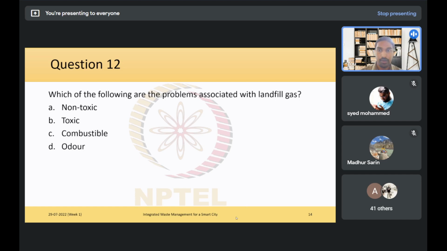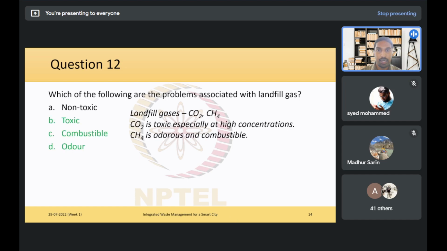People have answered all three, B, C, and D. So all three B, C, and D are correct answers. Methane is both odorous as well as combustible. Whereas carbon dioxide is not combustible and not odorous, but it is toxic, especially at high concentrations. That's why options B, C, and D are correct.